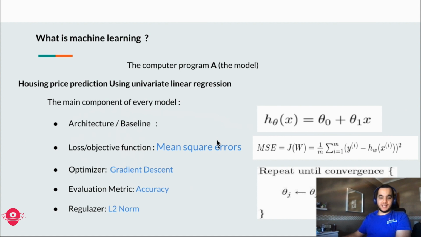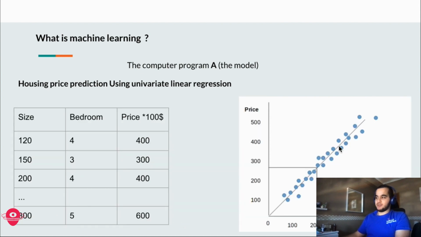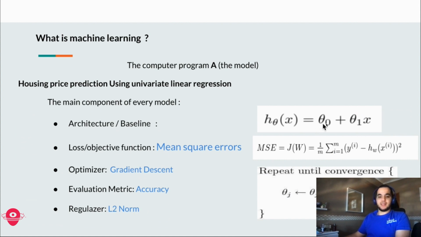We always said that it comes down to these five main components of every model. For the baseline, as we saw after plotting the data, it looks like linear data. So we're going to define the model, the hypothesis, as being linear: theta 0 plus theta 1 multiplied by x. Theta 1 is the slope of the function, and theta 0 is the intercept of the baseline. When it comes to the objective function, to mathematically define how you want to approach that data, we're going to use something called the mean square error, which basically defines the Euclidean distance.